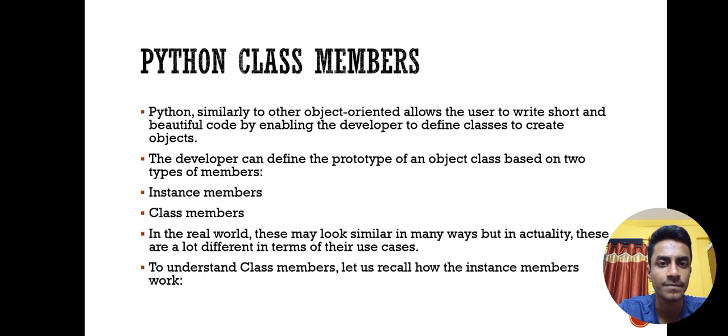Python class members. Python, similarly to other object-oriented languages, allows the user to write short and beautiful code by enabling the developer to define classes to create objects. The developer can define the prototype of an object class based on two types of members: instance members and class members. In the real world, these may look familiar in many ways, but in reality, these are a lot different in terms of their use cases.